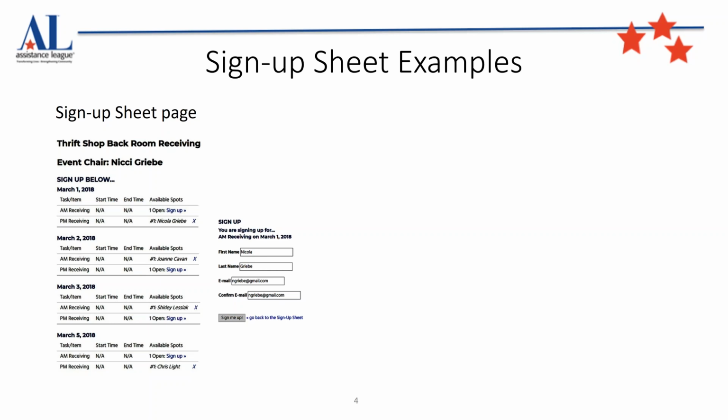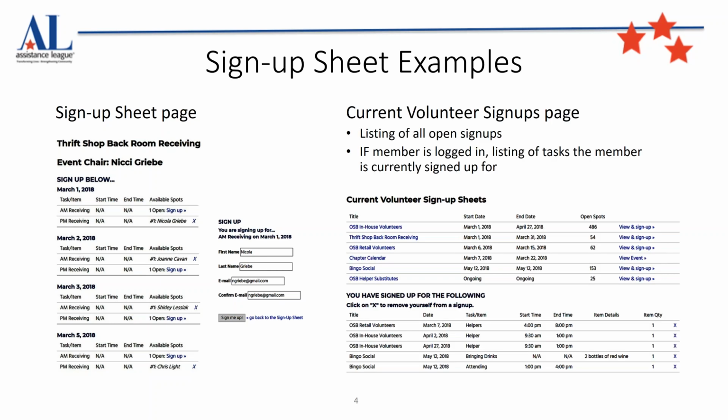The plugins also pre-populate a page called the Current Volunteer Sign Up page that gives a listing of all of the open signups. And if the member's logged in, down at the bottom, it'll show all of the tasks that they're currently signed up for.